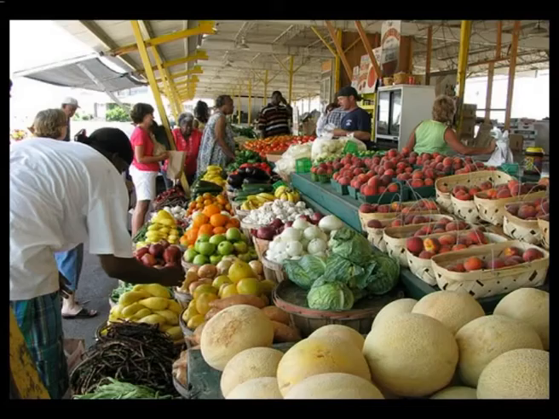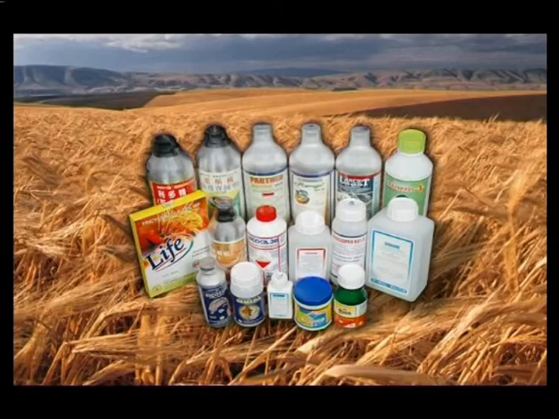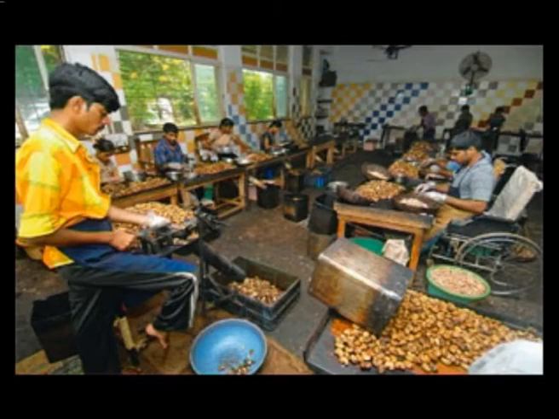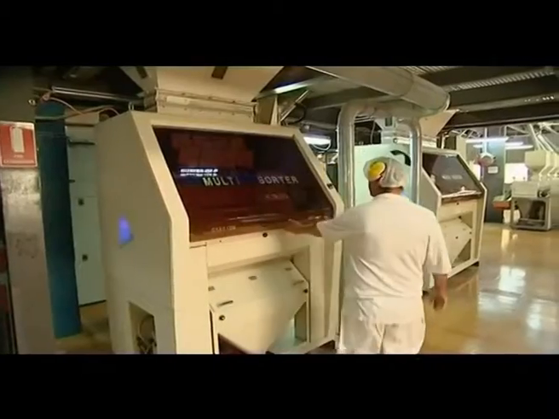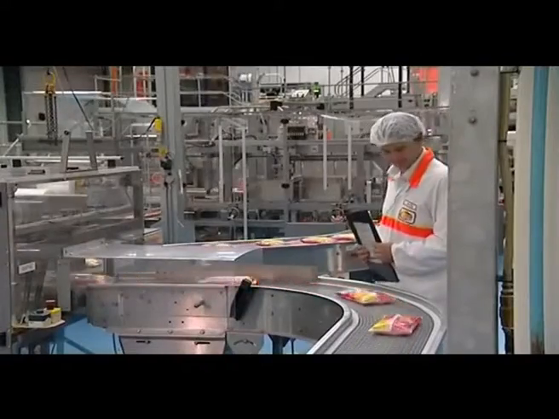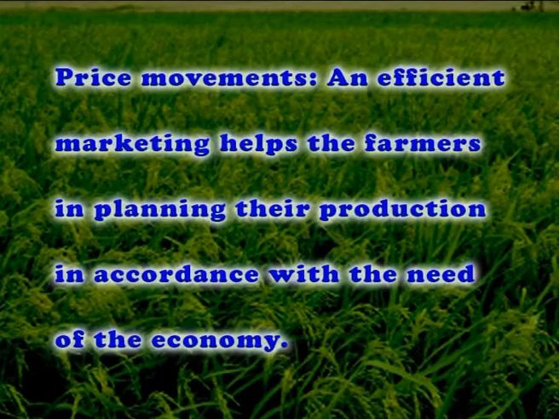Growth of agro-based industries. The agriculture marketing system helps in the growth of agro-based industries and stimulates the overall development process of the economy. Many industries depend on agriculture for the supply of raw materials. Example, sugar industry, cotton industry and silk industry. Price movements. Efficient marketing helps the farmers in planning their production in accordance with the need of the economy. This work is carried out through the price signals.